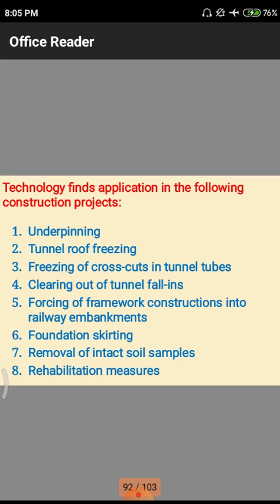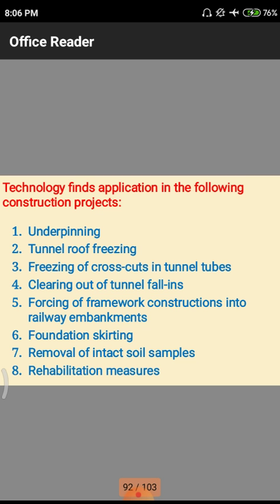This technology finds applications in the following construction projects. That means in which areas we are employing these freezing and heating techniques. First one is underpinning. Underpinning is one of the techniques we are utilizing in the sixth chapter. Underpinning means especially if there are slope areas, in those particular slope areas we go for underpinning.